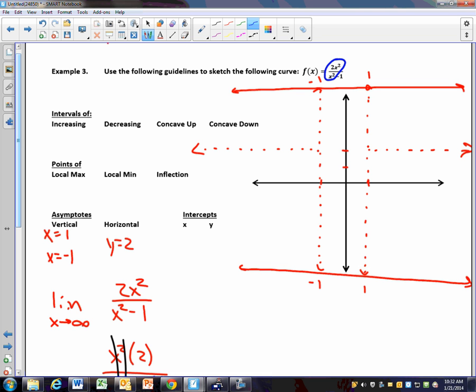Okay, let's do x and y intercepts. X-intercept happens when the function is equal to 0, or the numerator is equal to 0. Where is 2x squared equal to 0? 0. The y-intercept happens when x is equal to 0. Plug in 0 for x and you get 0. So you do know that this graph crosses right there. So we've got a little bit of information.